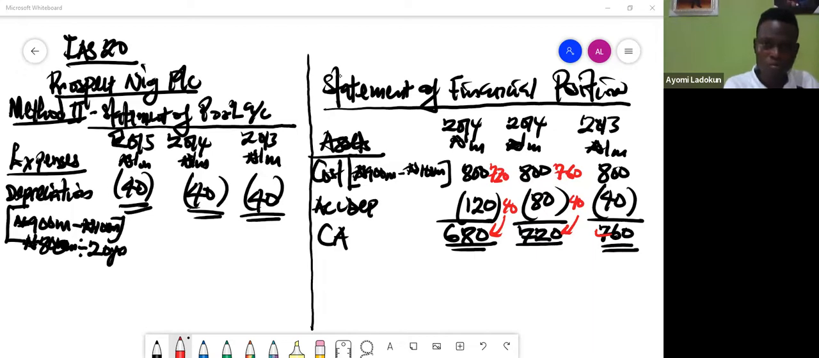I'm going to go to, what's it called now? IAS23, borrowing costs. Okay, borrowing costs. I'm going to go to IAS23, borrowing costs. Any question for me on this?